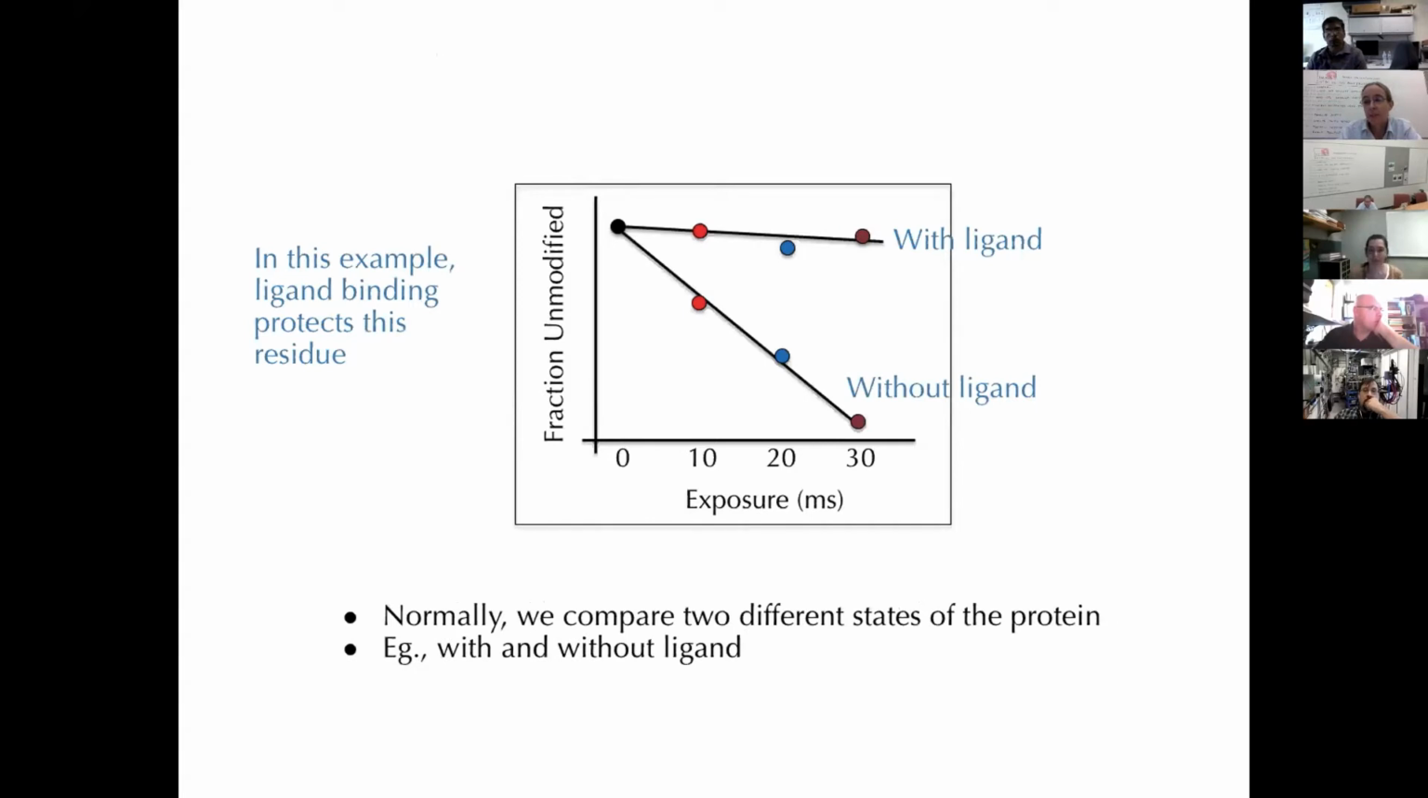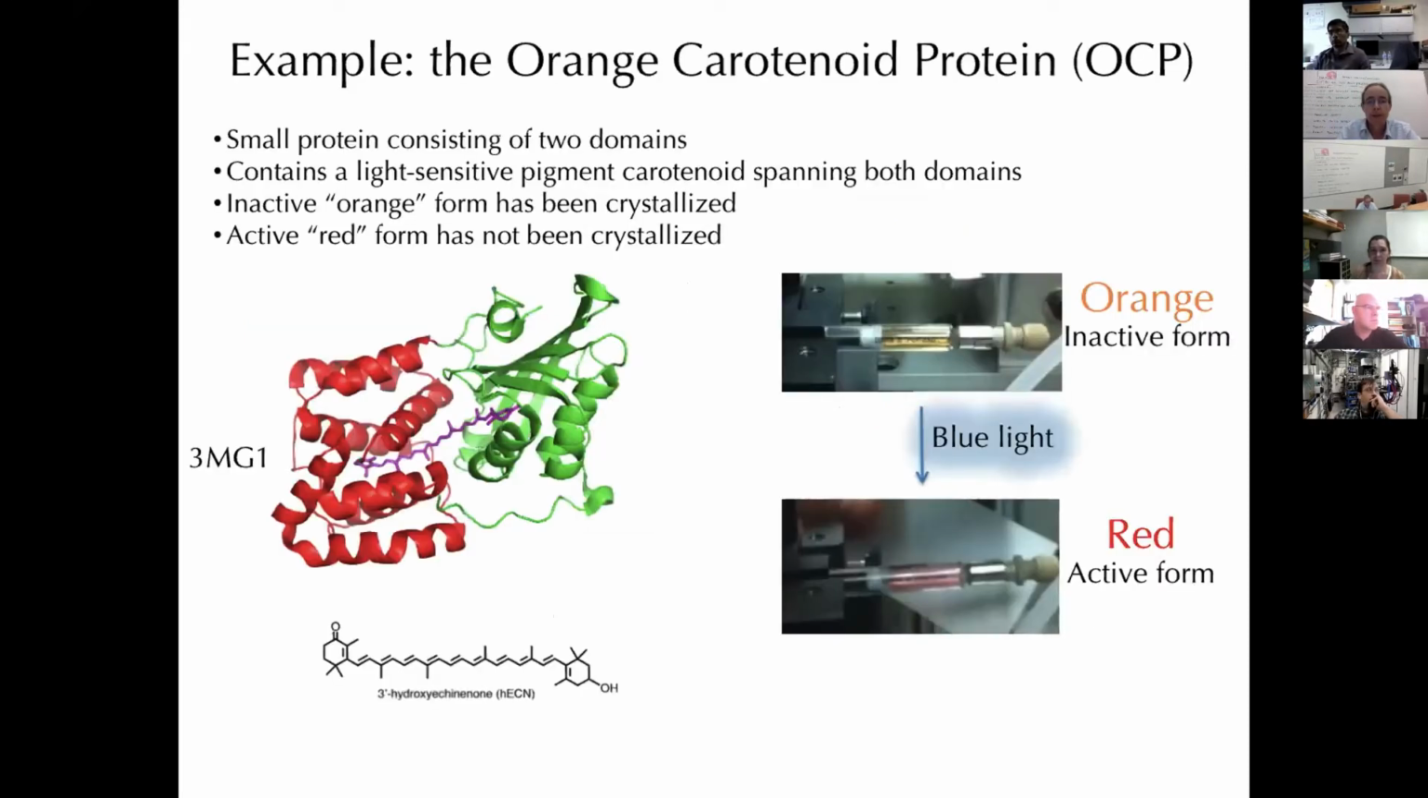So typically what we do is we compare two different dose responses, or we compare two different states of the protein and look at the dose response of one state relative to the other. And that gives us information about where a ligand might be binding or where a protein might be interacting with another protein, including water at that point. So let me give a very brief example of how this can be useful in a particular system.